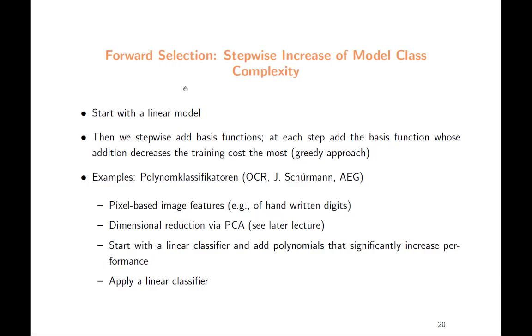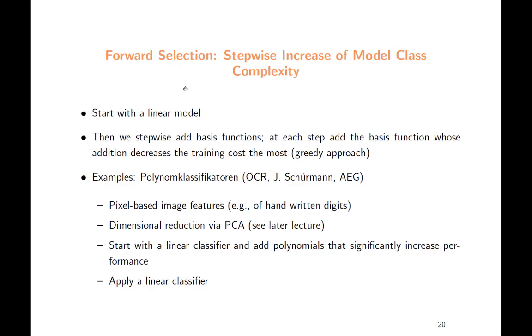And this was done by one of the really early classifiers, which became used in a real-world application in optical character recognition. And this was developed by Jürgen Schürmann from AEG. And it was, I think, in the 70s or so already a product of AEG. And now, of course, it's used everywhere in the postal system.